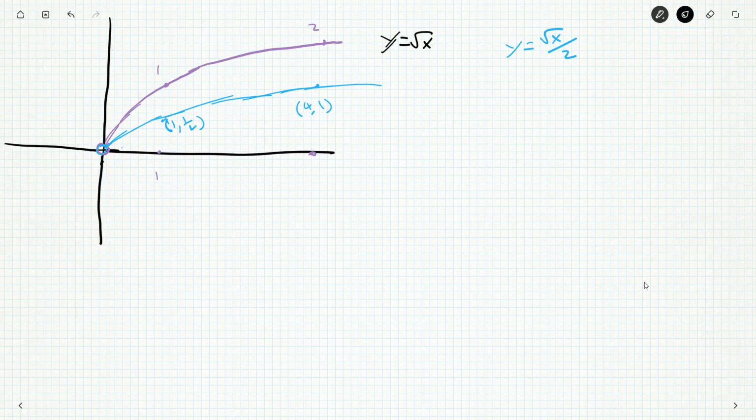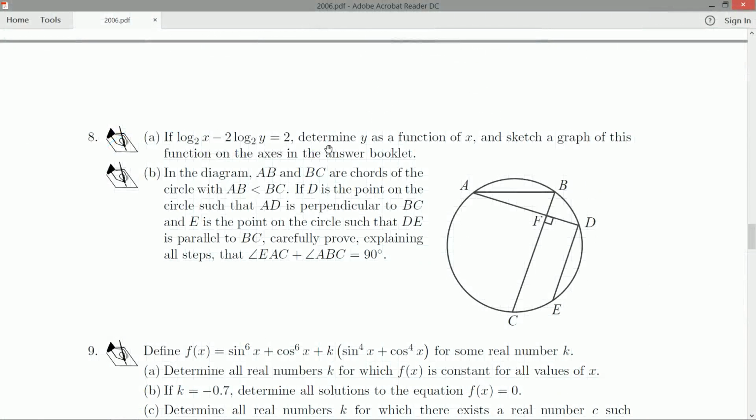Okay, so that covers everything we need for A, right? Determine y as a function of x. Got it. Sketch a graph of this function on the axes. Well, I don't have the answer booklet, but I did an okay sketch, and if I needed to beef it up more, I'd plot some points, things like that.